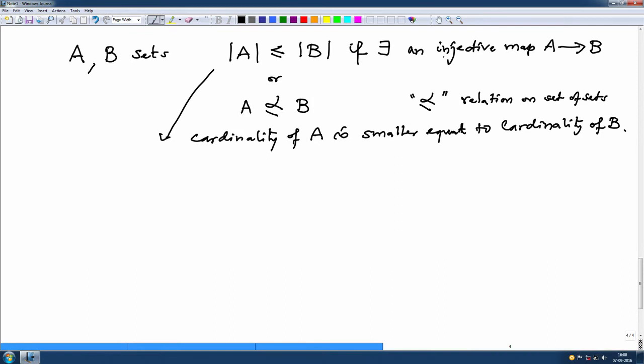Now, since we have done the injective map, we can also do a similar thing using the surjective map. For example, we can translate this. Note this relation, what I said: what are the properties of this relation? These relation properties are, it is reflexive. Reflexive is very clear. Identity map is injective. And transitive.